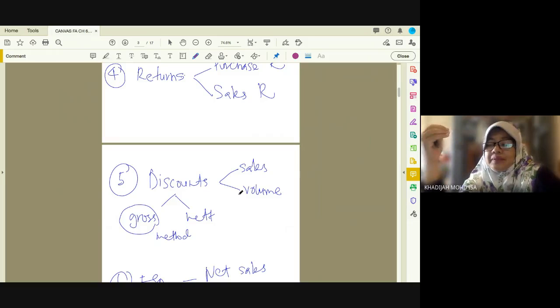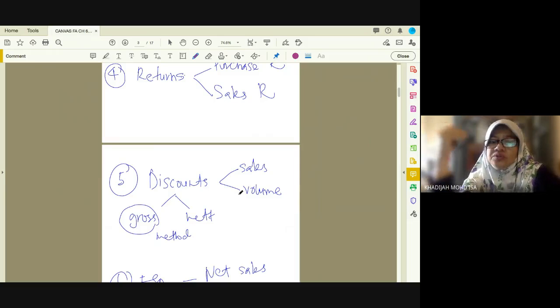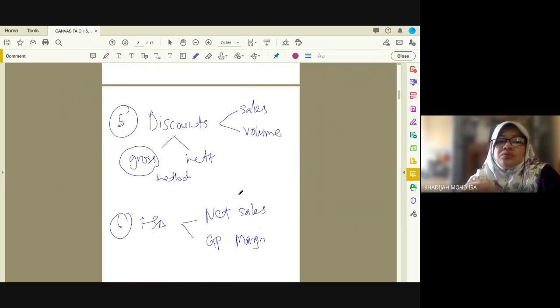Whether when a company gives you a discount, you're going to record that at gross or at net. I will only show you one method. We are going to look into the gross method. So with the gross method, whenever there's a discount, how are you going to record the discounts that you receive from your seller, right?